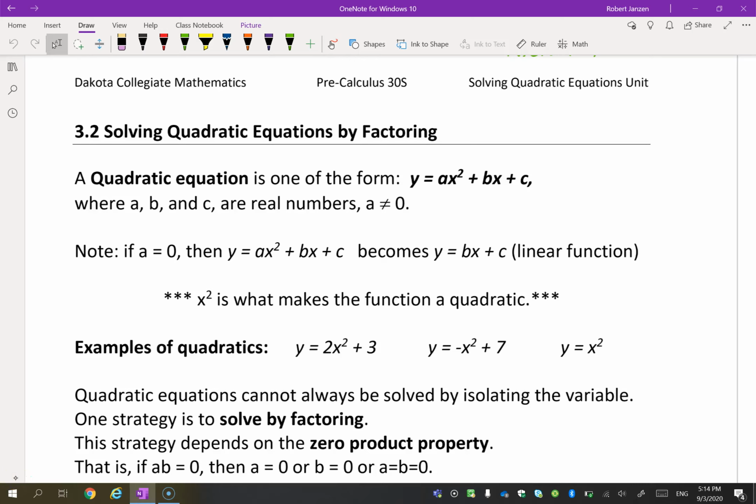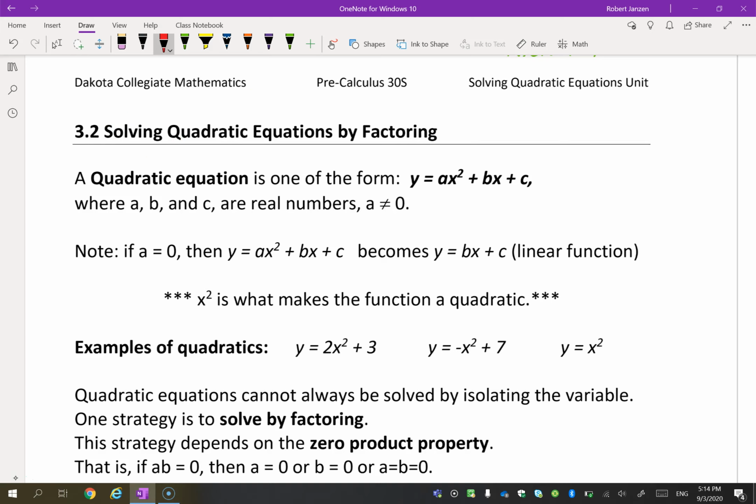Okay, one of the reasons you need to know how to factor is because we need it to solve equations. Again, what is solving? Solving means we're going to come up with an answer. We're going to come up with x equals something. That's what solving is all about.